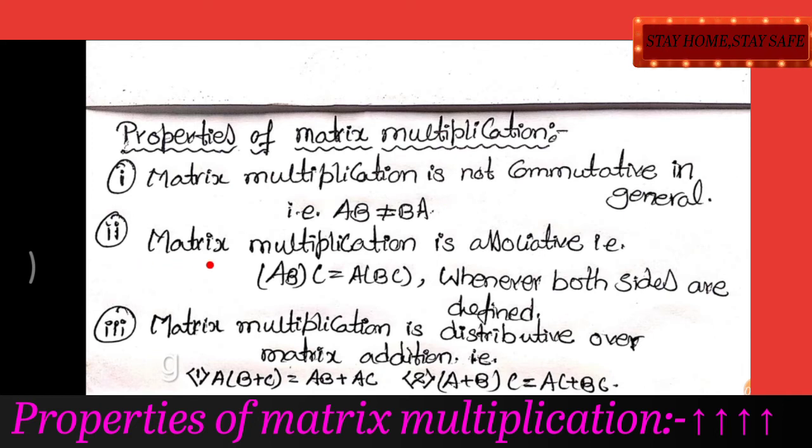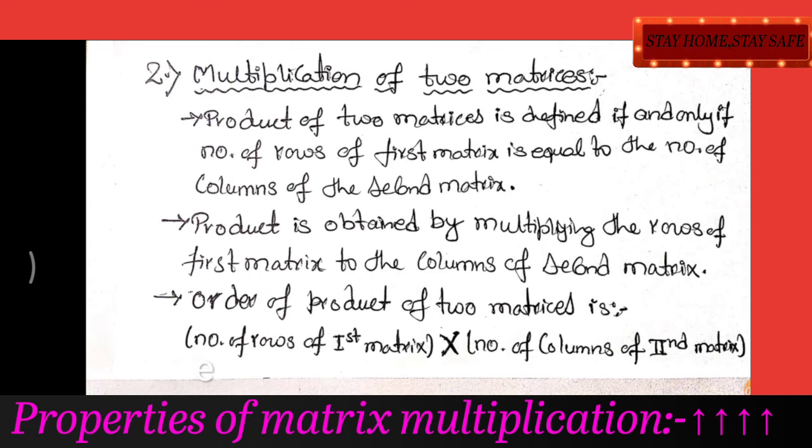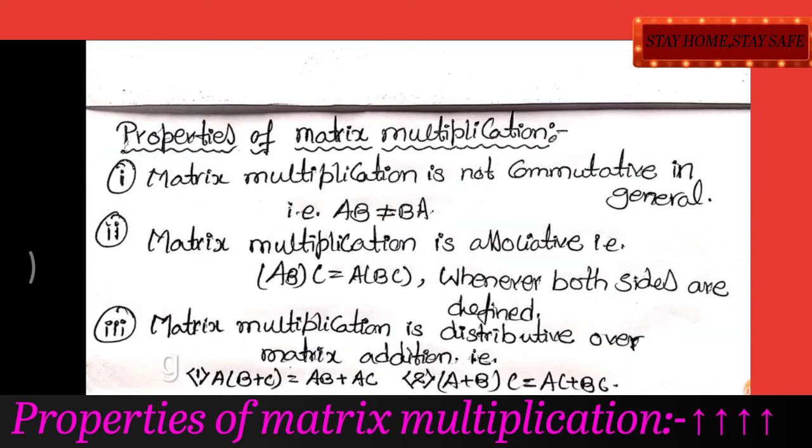The second property says that matrix multiplication is associative. Associative means the brackets are shifted. Firstly the brackets are covering the first two, next they cover the last two. So AB into C is equal to A into BC, whenever both sides are defined. It has a condition: both sides should be defined. Sometimes what happens is that AB will not be defined or BC will not be defined. Why will it not be defined, my dear friends, do you know? It will not be defined because the number of rows of the first matrix won't be equal to the number of columns of the second matrix. If this is not satisfied, then we won't get a proper resultant matrix, so it won't be defined. That's why it says that both sides should be defined. Then matrix multiplication is associative.